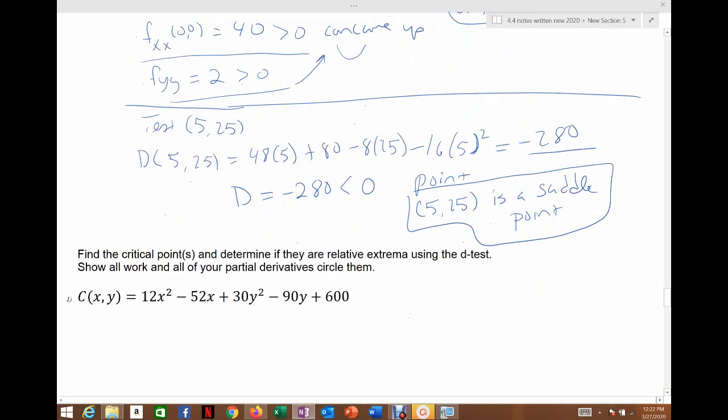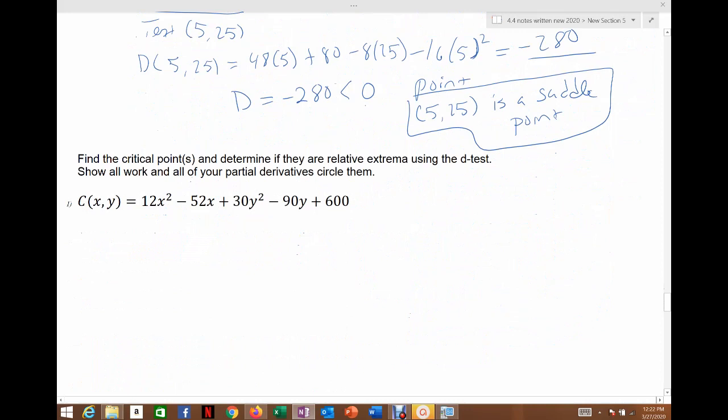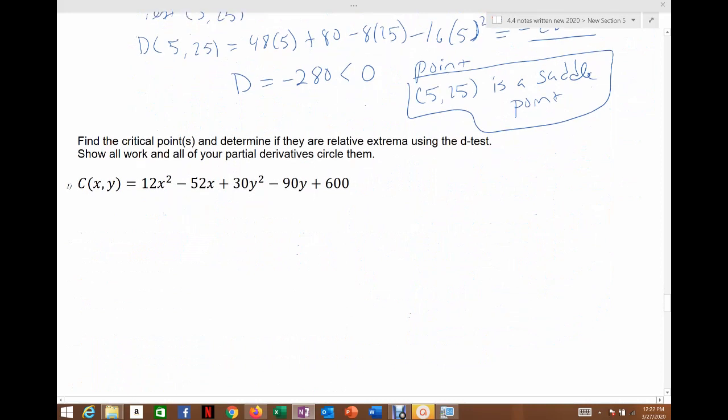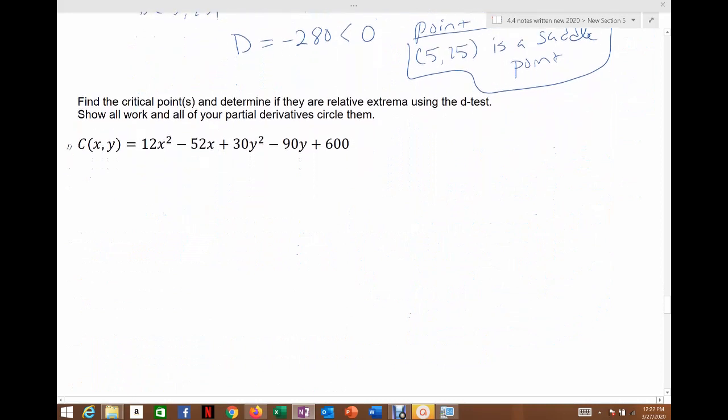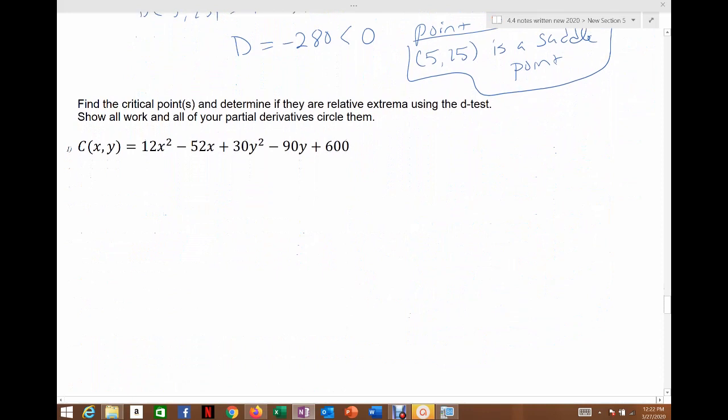The next set of notes will be practicing that. We'll be finding critical values and determining if they're maxes or mins, so kind of putting it all together in the next part. I'm going to stop this set of notes there.